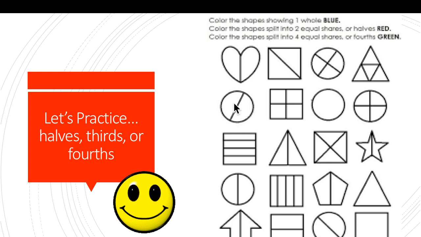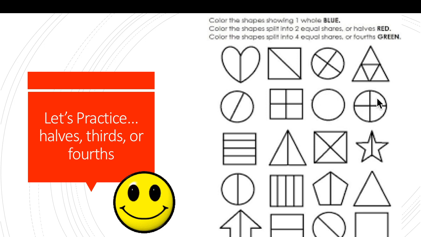We have two equal parts. Two equal parts. That means we have halves. Here we have one, two, three, four. Four equal parts. We will call them fourths. This circle is not divided at all. We call it a whole. We will not call it halves, thirds, or fourths because it's a whole circle.